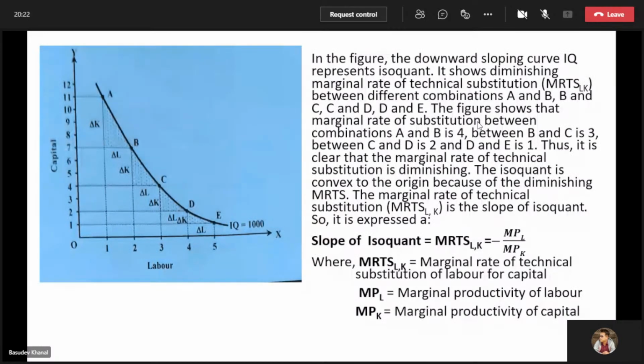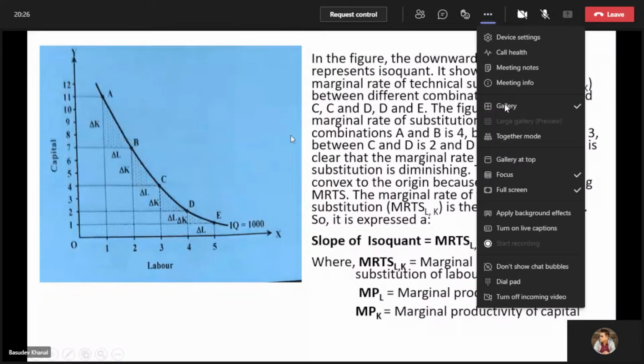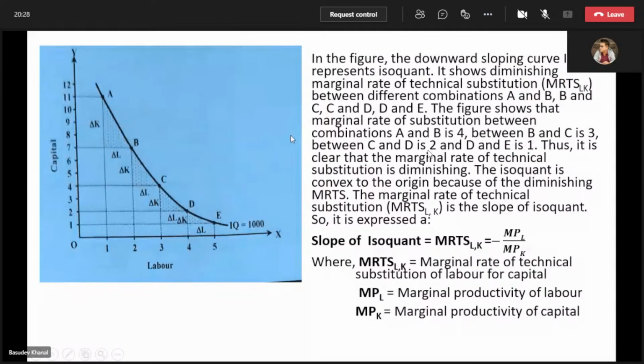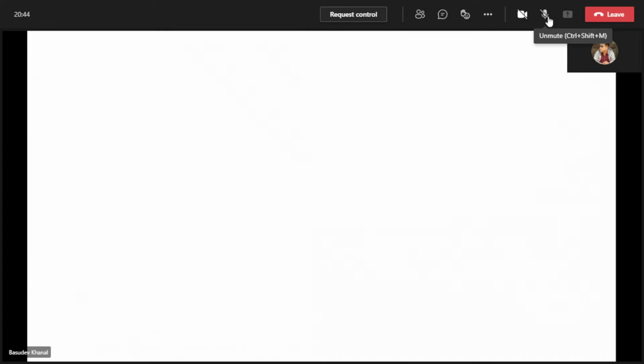This is the complete slide for this. Well, let's do a numerical example.